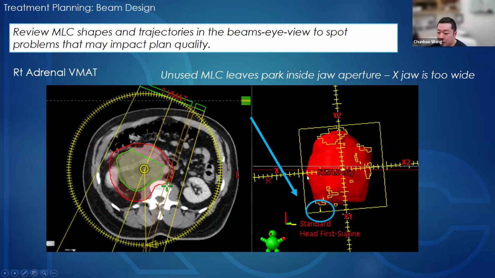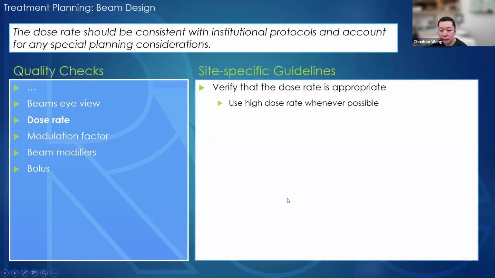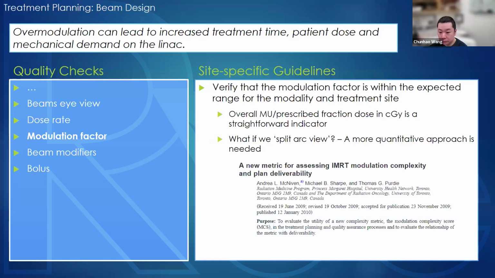In this case, you can tell the X jaw is about 18 centimeters. It is too wide. To mitigate this issue, the best strategy is, again, to adopt our arc split technique: one beam covering left, one beam covering right, and this issue will be gone due to the MLC travel. For dose rate, we need to verify the dose rate is appropriate. We usually use a high dose rate whenever possible, especially for SBRT, considering the high dose per fraction.